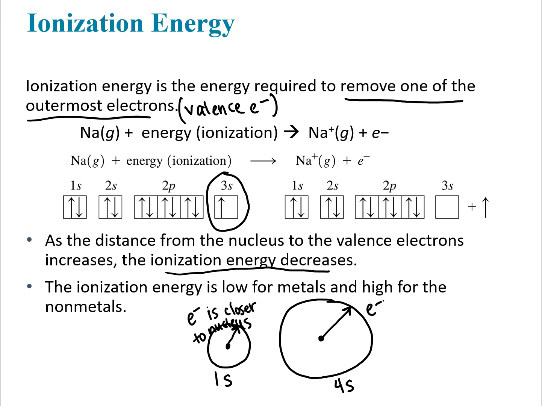Whereas the electrons here that are the outermost electrons, remember, that's what we're talking about, this electron is going to be farther away. So it's not going to have as strong of an association to the nucleus because it's just not as close. So it's going to be able to be picked off a lot easier. In general, ionization energy is low for metals and high for the nonmetals.